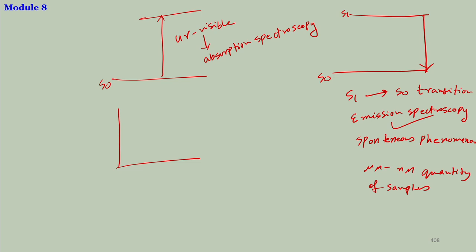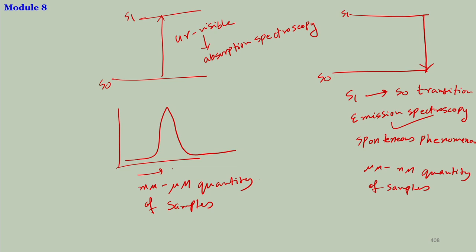UV visible is also very sensitive, because since this is an electronic transition, all transitions are allowed, with no selection rules. Therefore, the probability of transition in quantum mechanical terms is pretty high, so this is also quite a sensitive technique. You can use millimolar to micromolar quantities of samples. A very small amount of sample would be required to see a good UV signal also. This is the lambda value, this is the absorption.